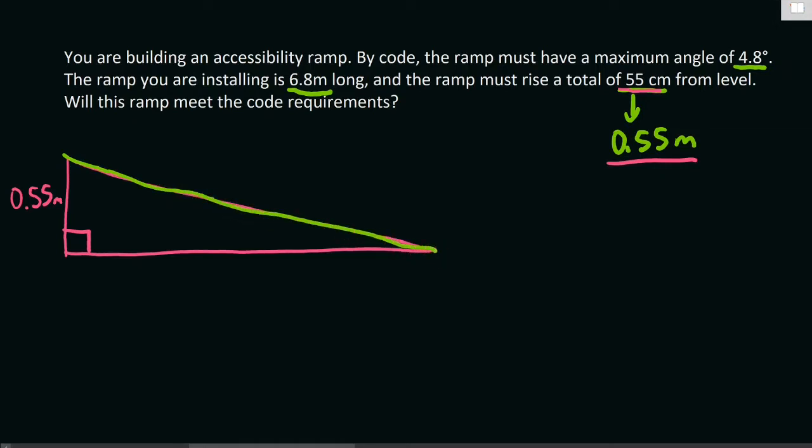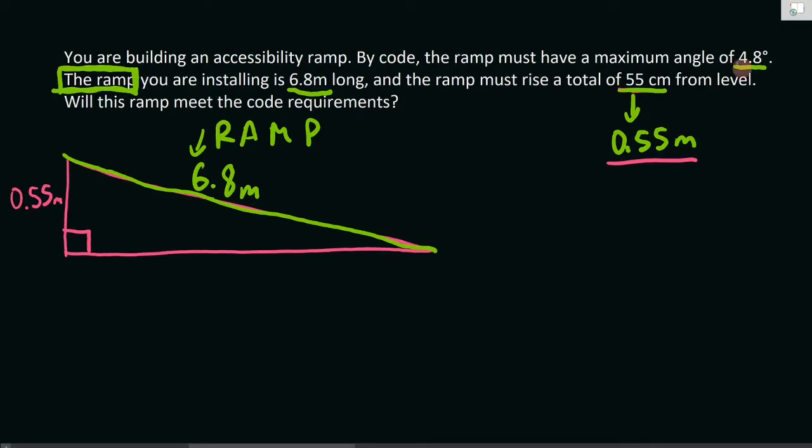Okay? Now I think that a lot of students get this ramp question confused because they confuse the width of the ramp with the actual ramp itself. The ramp itself is this. This is the ramp. This thing here is the ramp. And the ramp itself is 6.8 meters long.